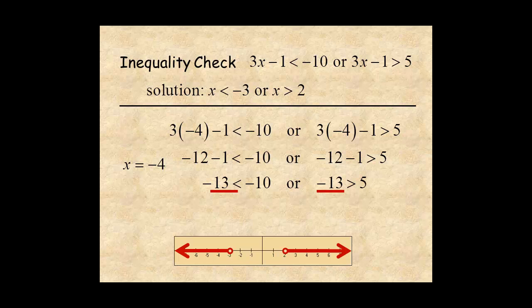Notice that the left-hand statement, negative 13 less than negative 10, is true, while the right-hand statement, negative 13 greater than 5, is false. However, because of the word or, if one part of the statement is true, the entire statement is true, and the solution checks.